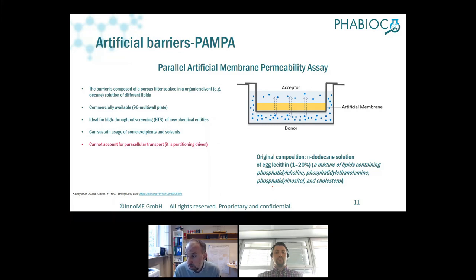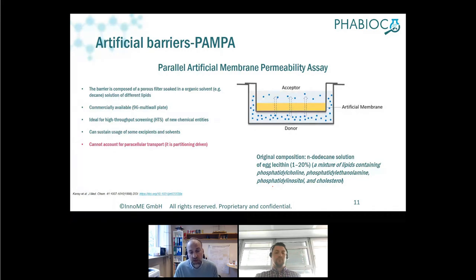It is ideal for high-throughput screening, but it is important to underline that I would define it as a partitioning-based barrier. The barrier is a homogeneous lipid layer that the drug needs to go through. So you have a partition into a lipid layer, and then another partition into the acceptor water media. That said, it cannot account for any paracellular transport, which is actually very important for understanding permeation. This barrier is also thick and has a rather high resistivity.